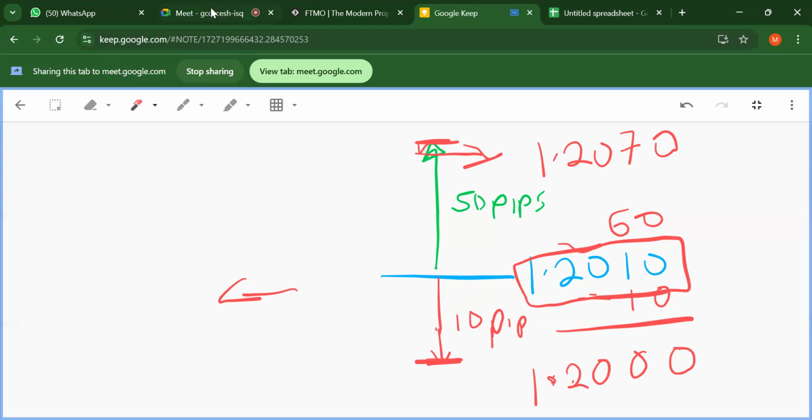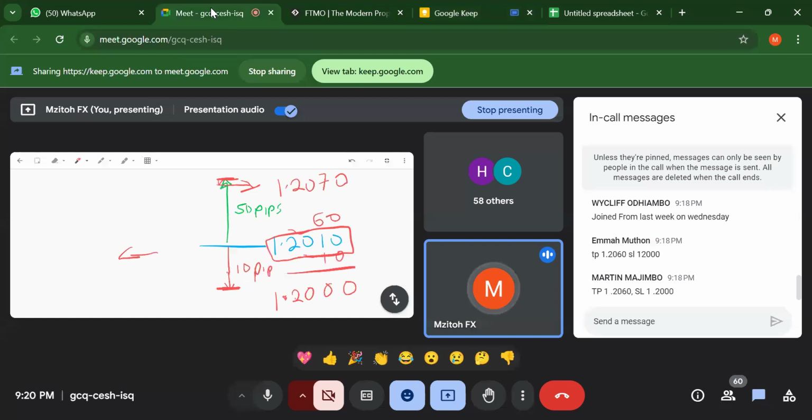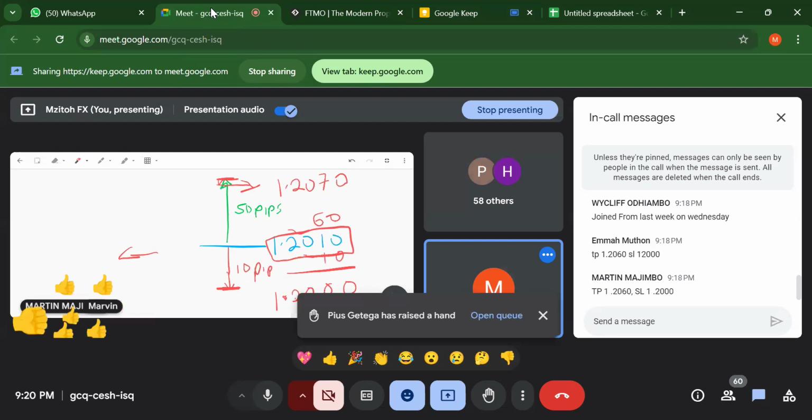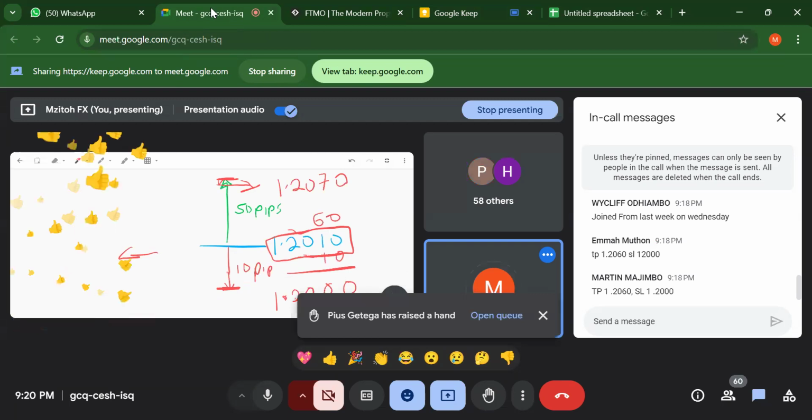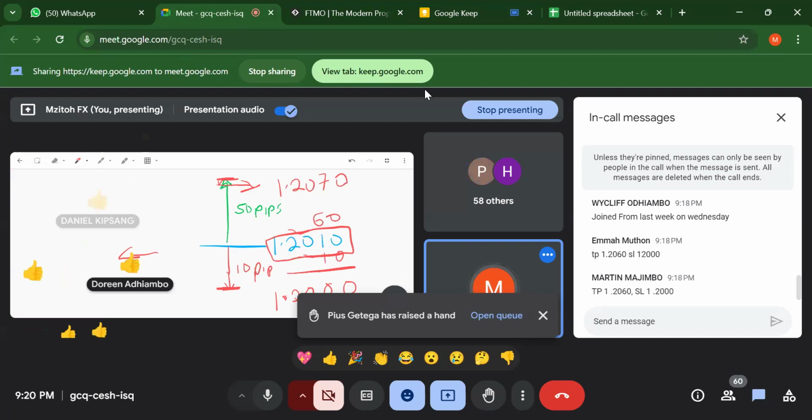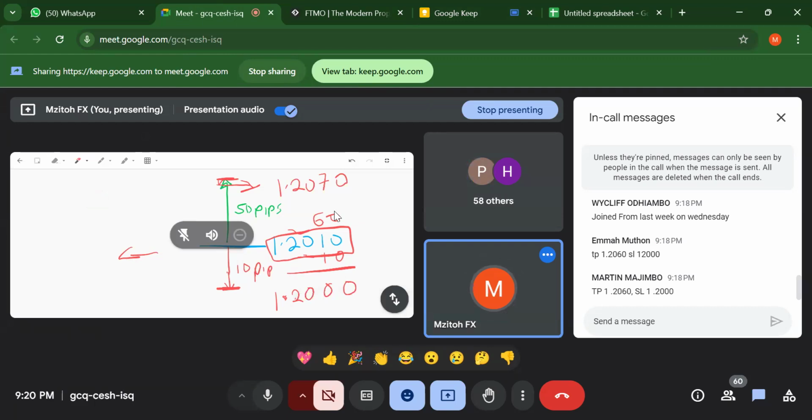Are we following? Those who are following, kindly confirm. Yes, yes, yes. So many people are confirming that they are following, and that is really encouraging. Is there a person with a question to that point? Because we are now to go and do it on the chart.